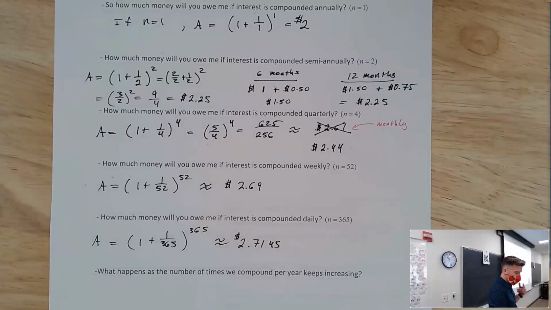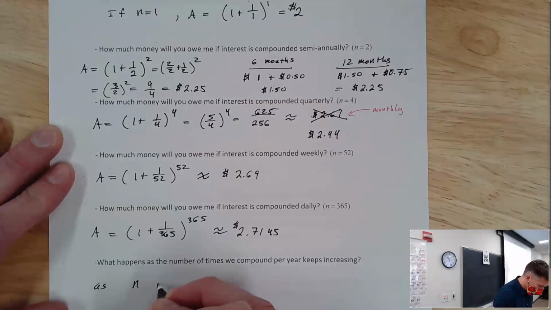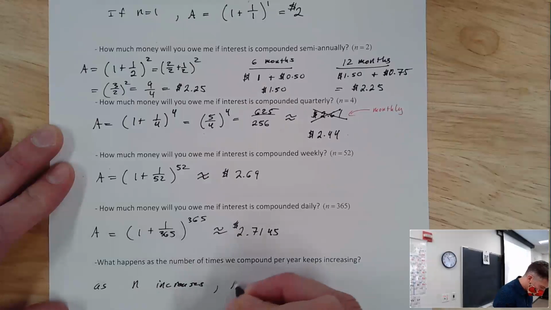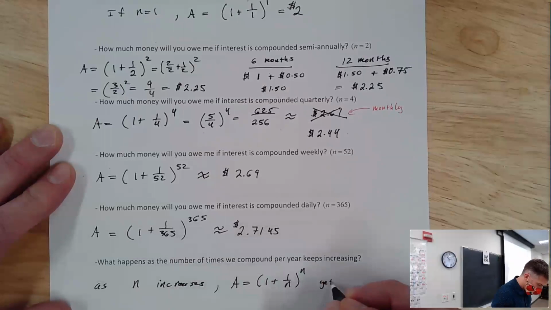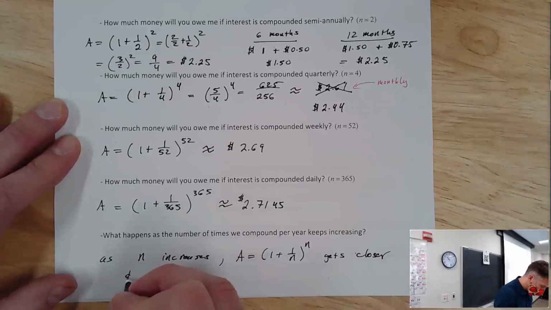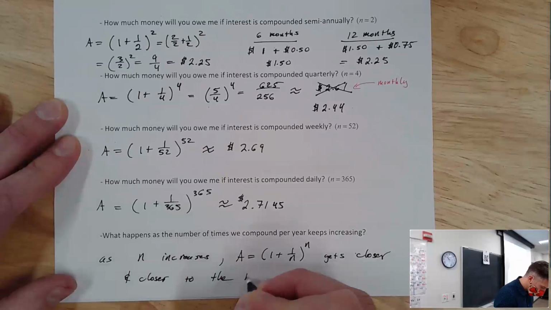So here's the idea. As n increases, this amount, 1 plus 1 over n, to the nth power, gets closer and closer to the number e.